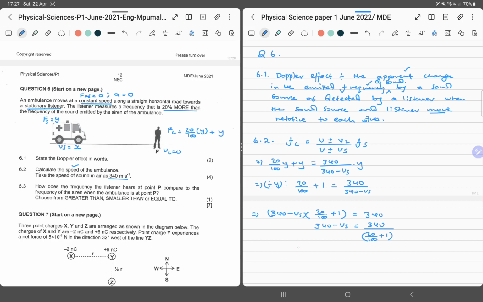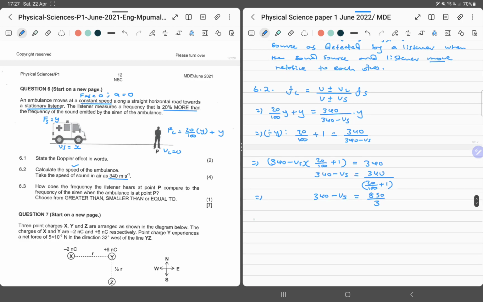So what do we know? Let's just try and see if we can get a nice value here. 340 divided by 20 over 100 plus 1. I'm getting a nasty value, but anyway, let's just write it as it comes. 850 over 3 is 340 minus Vs. Okay, we're just dragging a little bit.